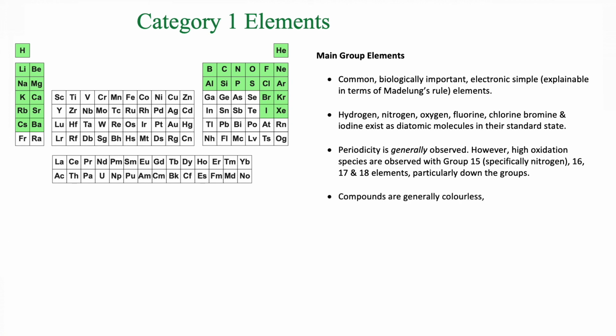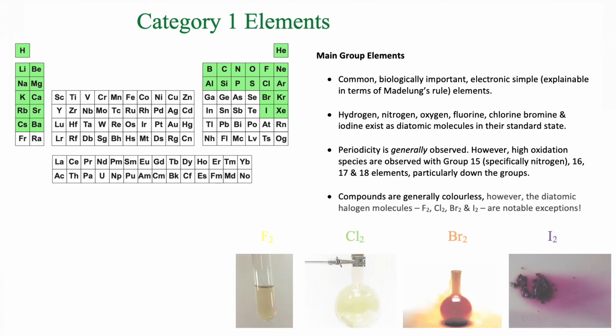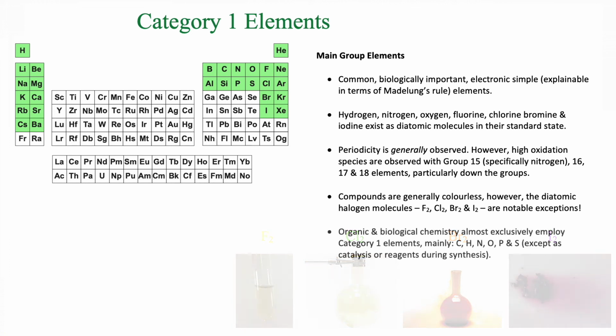One interesting point with the category 1 elements is that compounds are generally colourless. There are, however, the notable exceptions of F2, Cl2, Br2 and I2, which are coloured in their standard states. These are notable exceptions, but the colour is associated with the diatomic molecule.